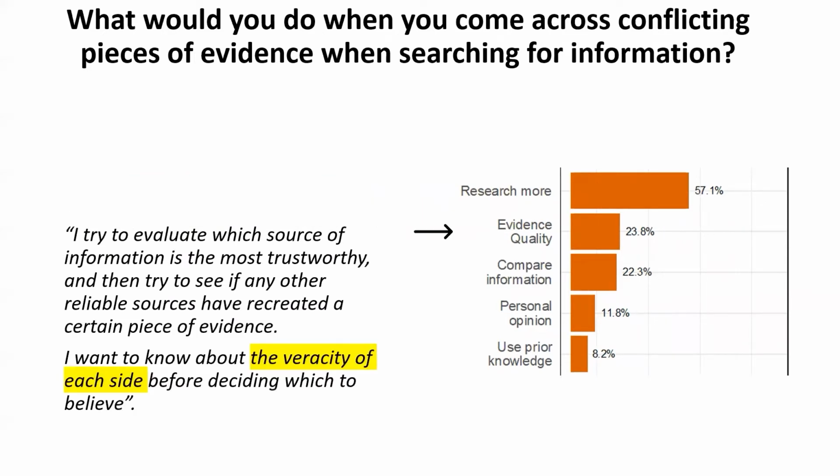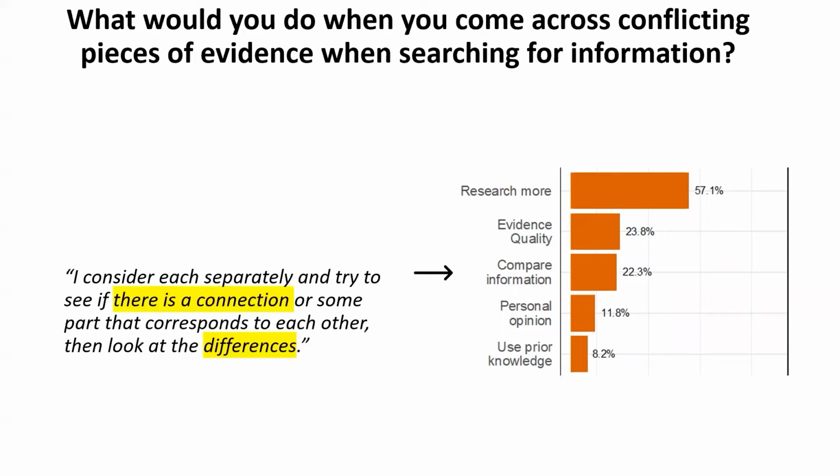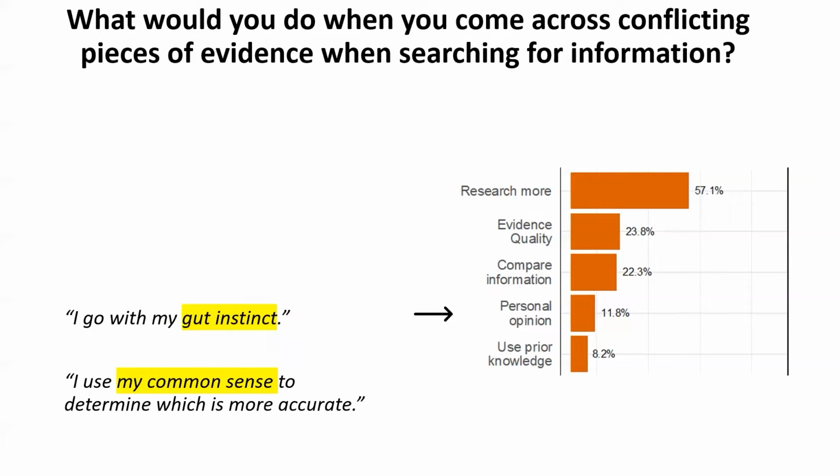Some will evaluate the quality of the evidence they find. This participant wrote, I try to evaluate which source of information is the most trustworthy, and then try to see if any other reliable sources have recreated a certain piece of evidence. I want to know about the veracity of each side before deciding which to believe. Some will even compare information across multiple sources. This participant wrote, I consider each separately and try to see if there is a connection or some part that corresponds to each other, then look at the differences.